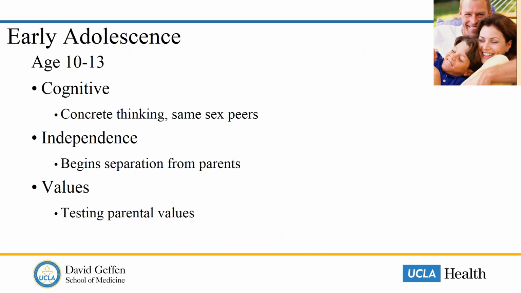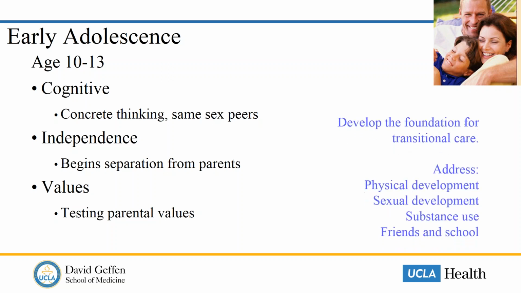Now, just to turn back to development, in pediatrics, we focus on development all the time, and we think about different stages of development. And just to give you a couple tools to appreciate why transition is a process and how the developing young brain of an adolescent works. So when you're between age 10 to 13, your cognitive reasoning tends to be very concrete. You tend to have same-sex peers, and then the early process of independence develops, and the early adolescent patients tend to test their parental values.